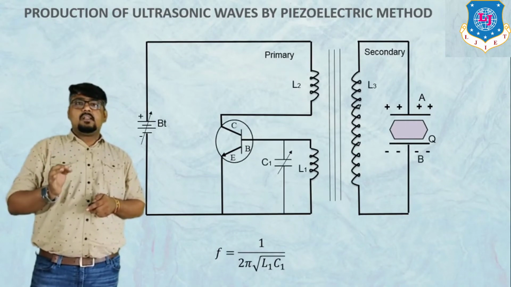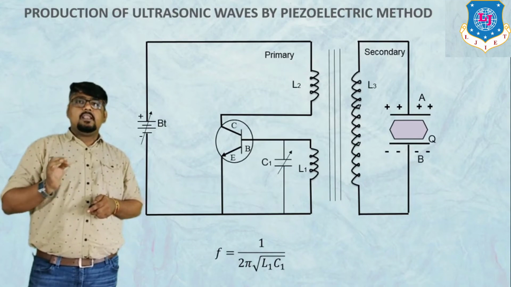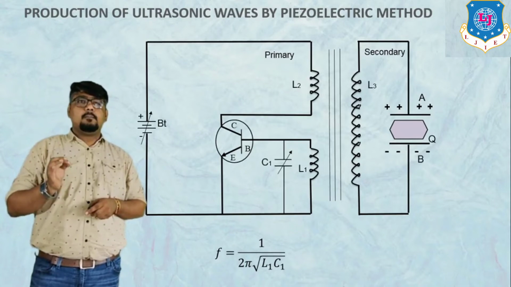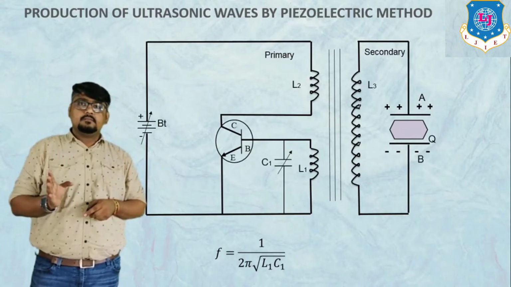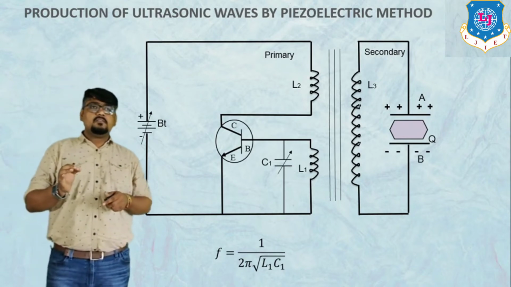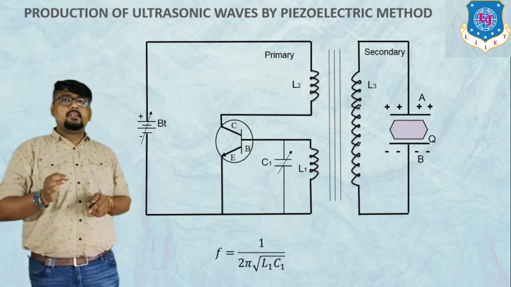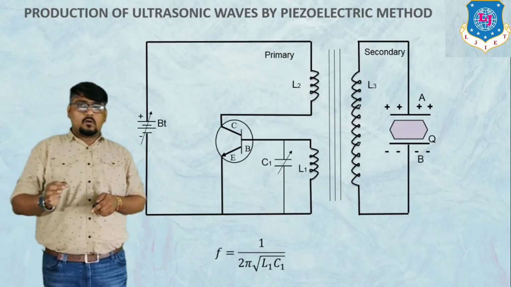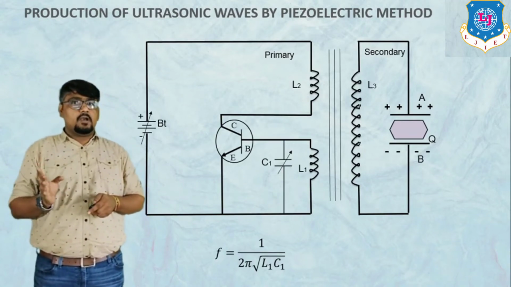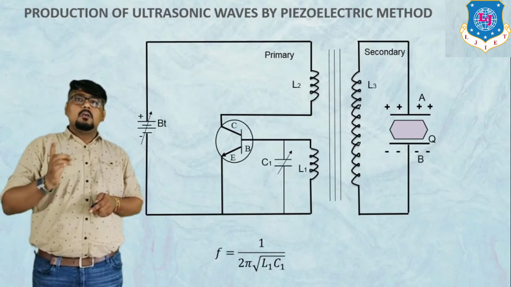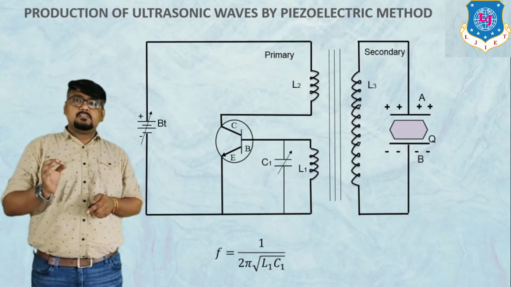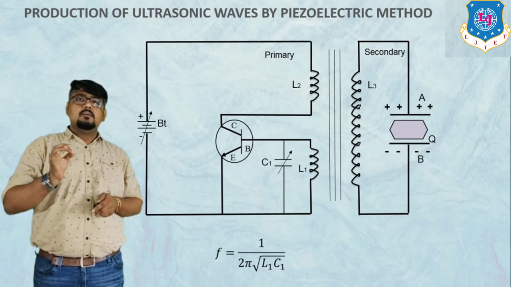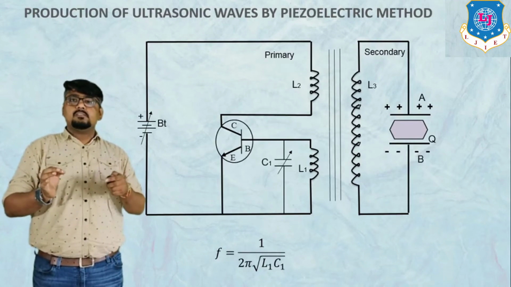Now, because of the transformer action, the coil L3 gets EMF, and that EMF is applied to the plates A and B. Because of the EMF applied to the plates A and B, the piezoelectric quartz crystal will start vibrating and oscillating. The capacitor C over here is variable. With the variation in capacitance, we can reach the resonance state.